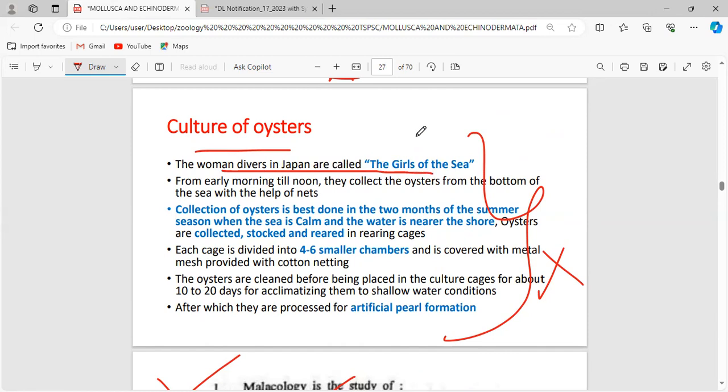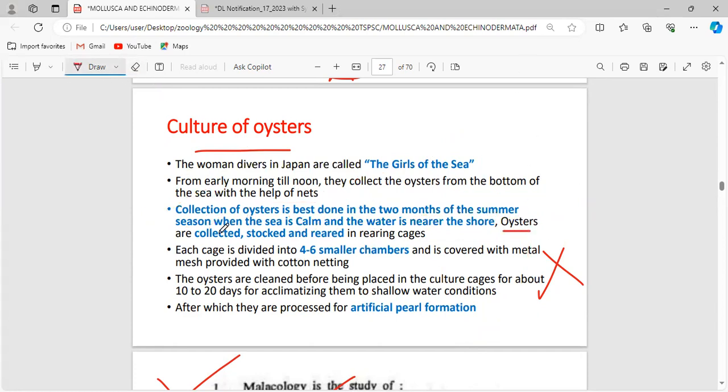Women divers in Japan are said to be the girls of the sea, and from early morning till noon, they collect oysters from the bottom of the sea with the help of nets. The collection of oysters is best done in 2 months of the summer season, only when the sea is calm and the water is nearer to the shore.